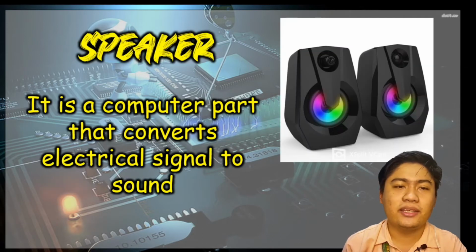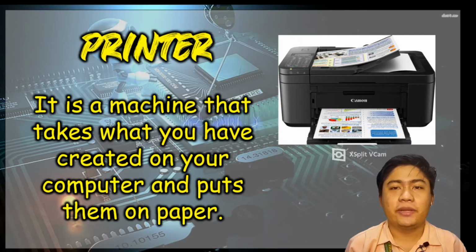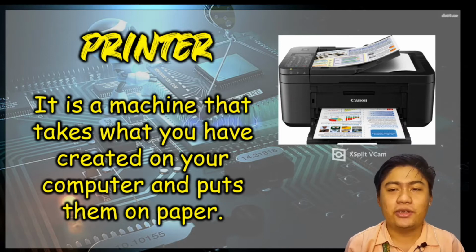The next one is the speaker. The speaker is the computer part that converts electrical signal to sound. The speaker allows you to listen to music from the computer. Other sounds can also be heard when the computer is working. Next one is the printer. The printer is a machine that takes what you have created on your computer and puts them on paper. The printer will print your letters or pictures on paper.